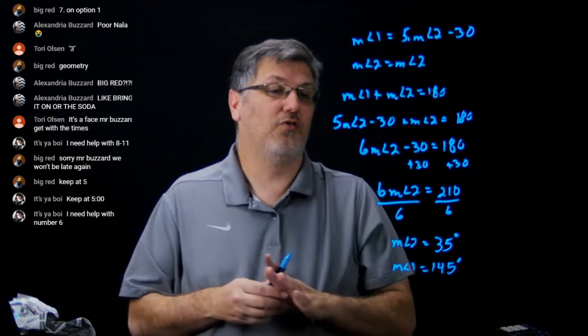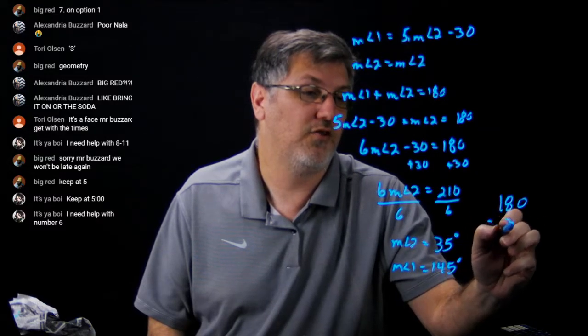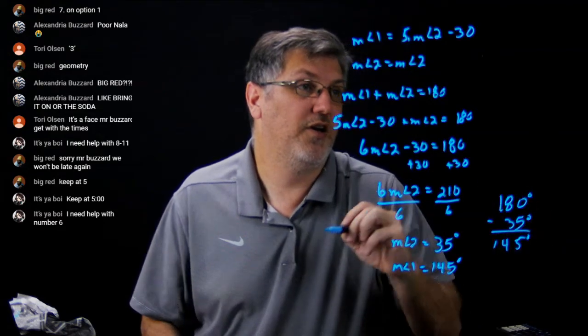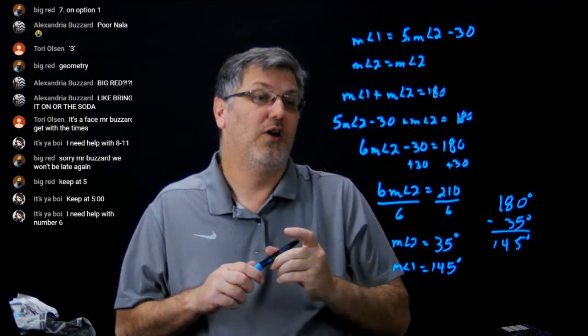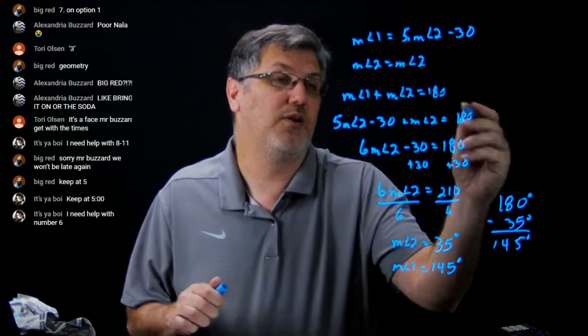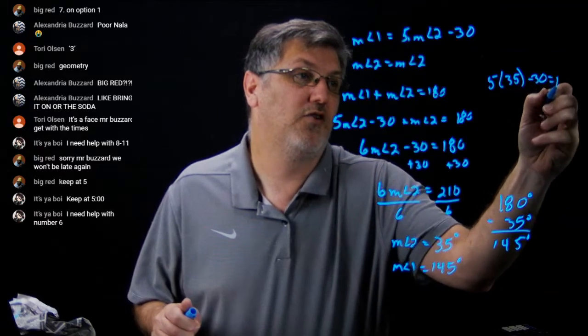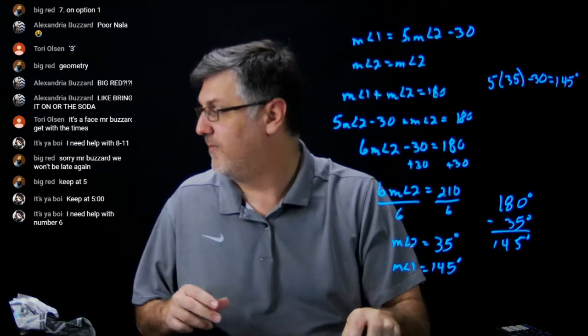The measure of angle 2 is 35 degrees. All I did was do 180 minus 35 to get 145. And voila, you're done. Not terrible at all. You could also have taken this 35 and plugged it in here and did 5 times 35 minus 30. That also equals 145 degrees. So they both work.